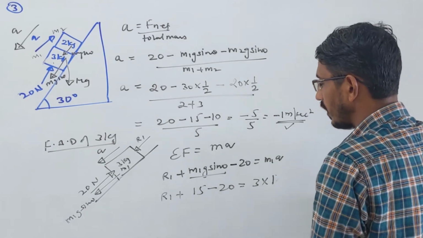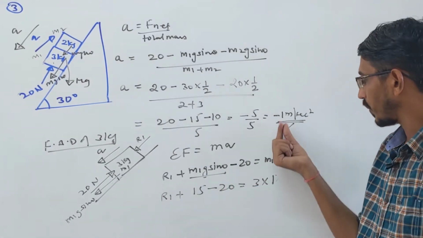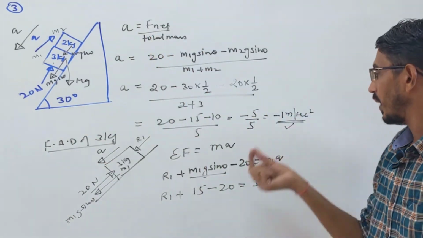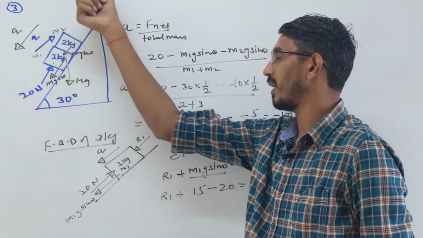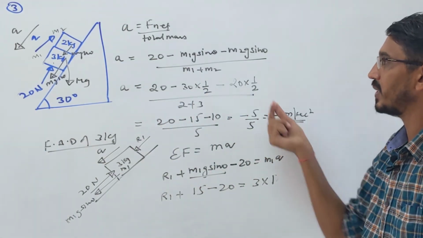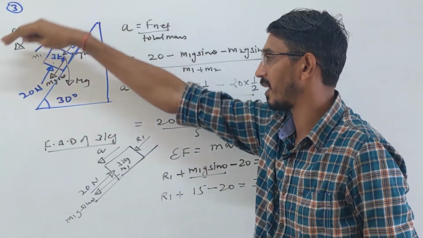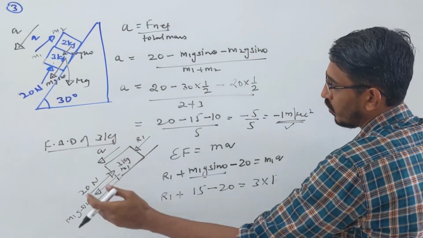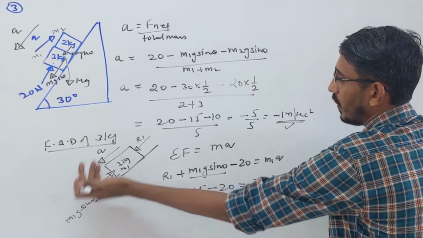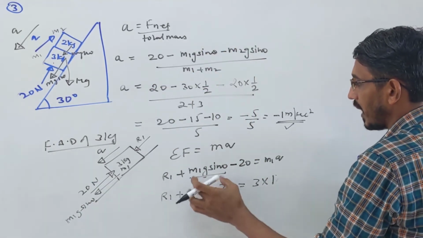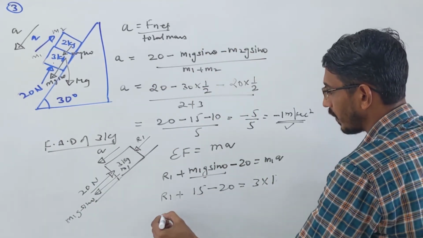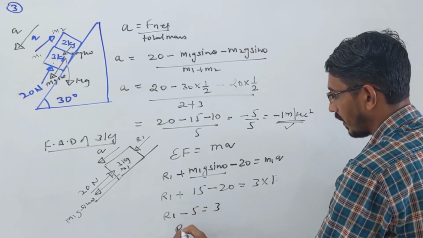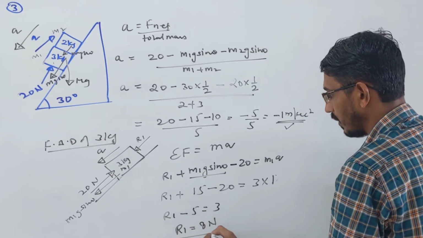Suppose you don't want to correct the direction, then you have to put negative. Then you say that the bodies are moving upward itself, but that's confusing. We understood that I took the initial direction upward and my answer of acceleration became negative, meaning they are moving downward. So here itself I have corrected it. Moving downward, so downward forces are big. So R1 downward, mg sin theta downward, and 20 is upward. So here we got R1 minus 5 is equal to 3. R1 becomes 8 Newton.